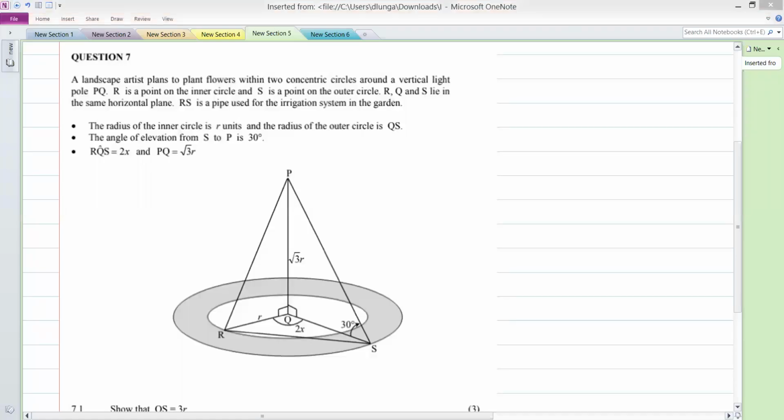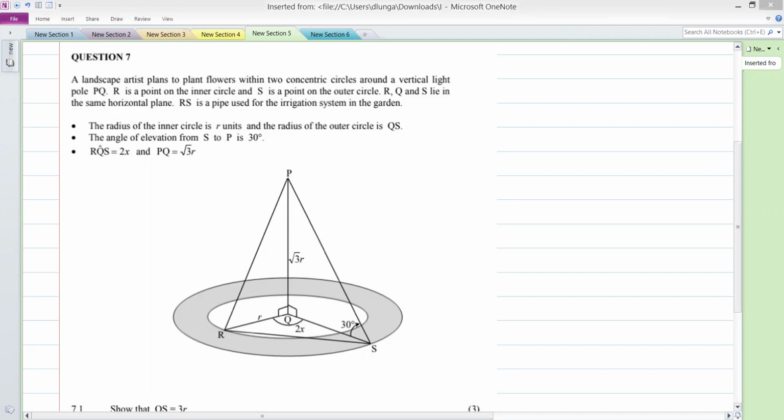All right, so this is a complex type of trig question, 3D trig. But yeah, let's do it. A landscape artist. Imra, you're the one who asked for this one, hey?